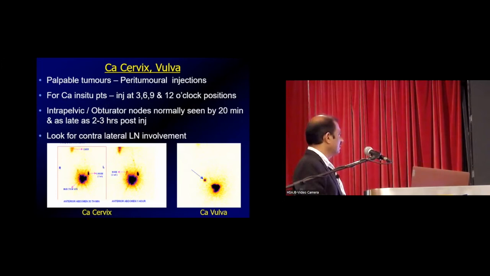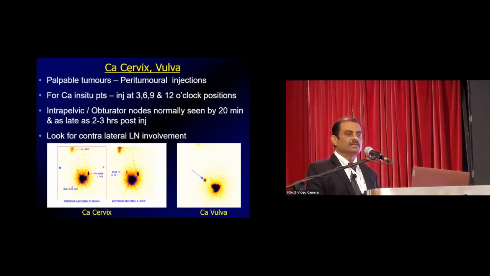So this is a patient, carcinoma cervix, palpable tumor, peritumoral injection given, and the sentinel lymph node you are able to see on the left side. This is an obturator lymph node. On the other hand, this is a patient who has shown 2 nodes, both on the left side and on the right side, and this is a vulval patient. This is a node in the right internal iliac.